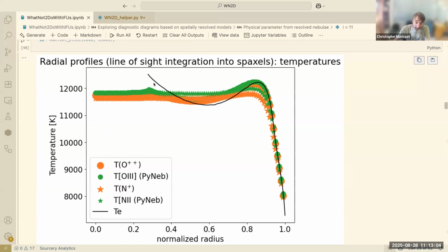So the black dot is the actual temperature within the nebula. We don't have access to this because all we have is the integrated temperature. And there is an empty cavity in the model, so all this inner part, there is no gas. And so this is the actual temperature structure of the nebula. But what we are detecting is not the structure of the nebula, but the structure of the projected nebula. But that's quite fine. We can see that we recover the temperature quite well with O++ and N+ with PyNeb.